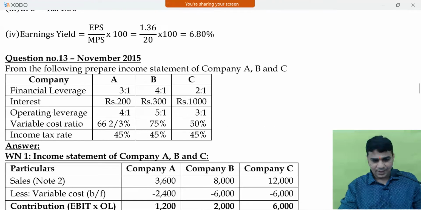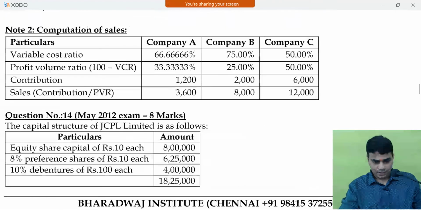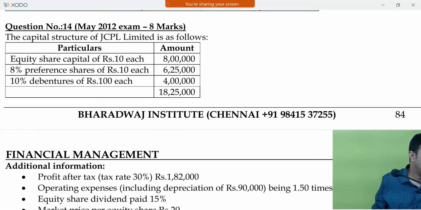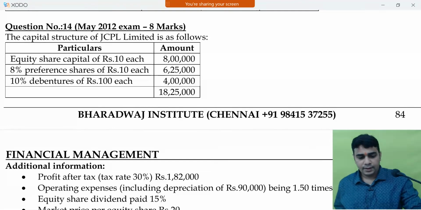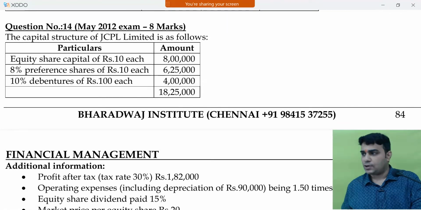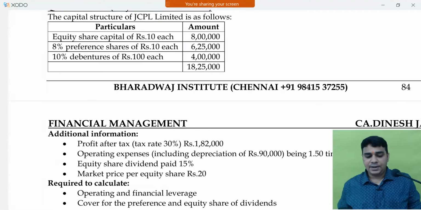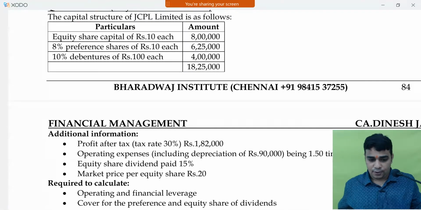13 is okay, that's kind of a homework. You can kind of manage it. I'll come to question 14. This is also slightly different kind of a question. Let's discuss 14. The capital structure of JCPL Limited is as follows.